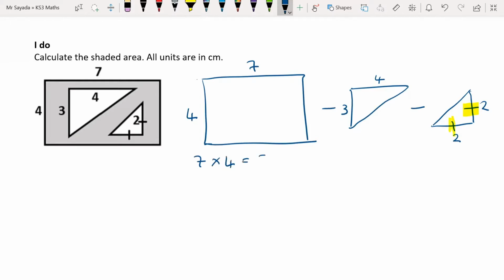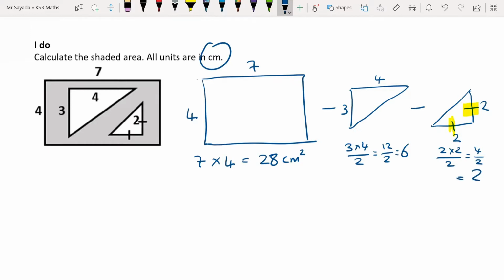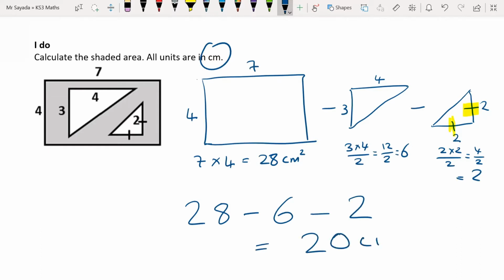This one is 7 times 4, which is 28 centimeters squared. This one is 3 times 4 over 2. It's a triangle. That's 12 over 2, which is 6. And this one is 2 times 2 over 2, which is 4 over 2, which is 2. So I need to do the big shape minus the triangle that's been cut out, minus the other triangle that's been cut out, leaving me altogether with 20 centimeters squared.